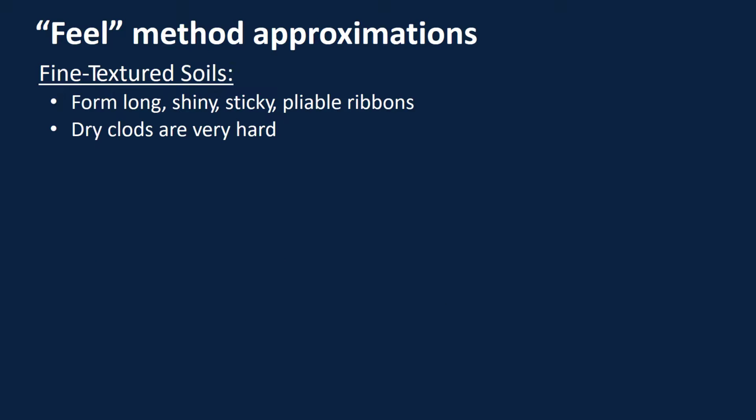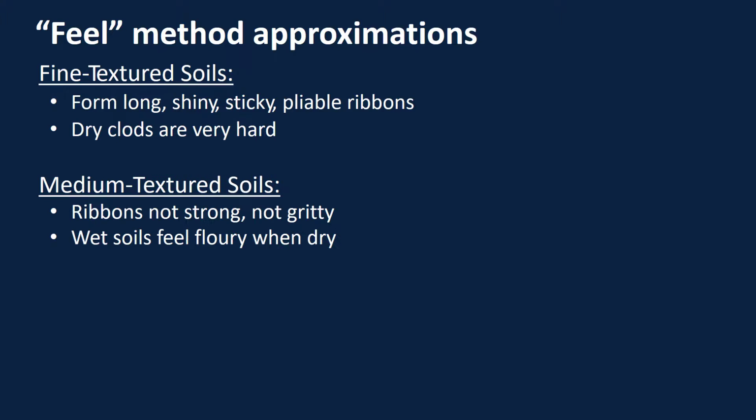If we look at these approximations, again, fine textured soils are high in clay, lower in sand and silt. These form a long, shiny, sticky ribbon, the longest ribbon of them all. They're a little stronger, and when they dry, they form hard clods. Compare that with a medium textured soil. These ribbons aren't as strong or as long as with fine textured soils, but they're not going to feel gritty. When they're dry, the soil almost has a floury feel to it. That floury feeling is the silt that you're feeling.